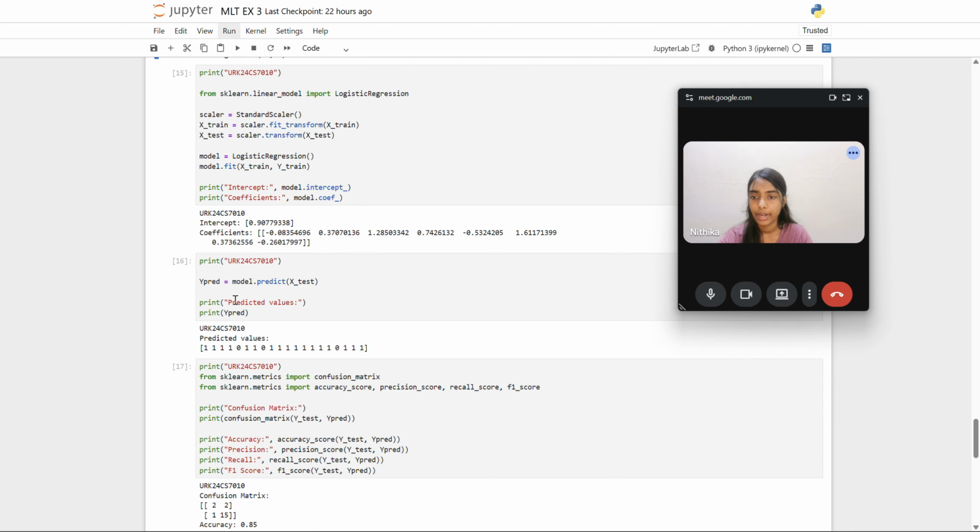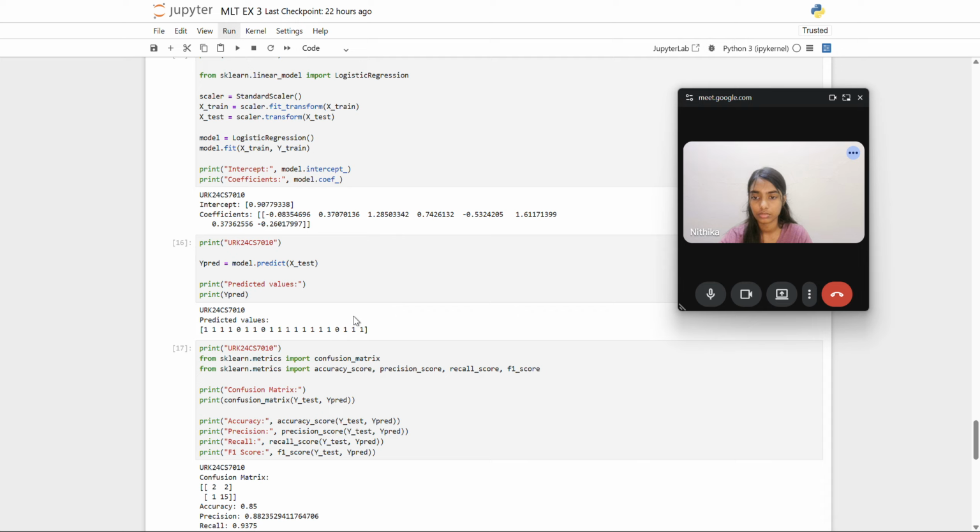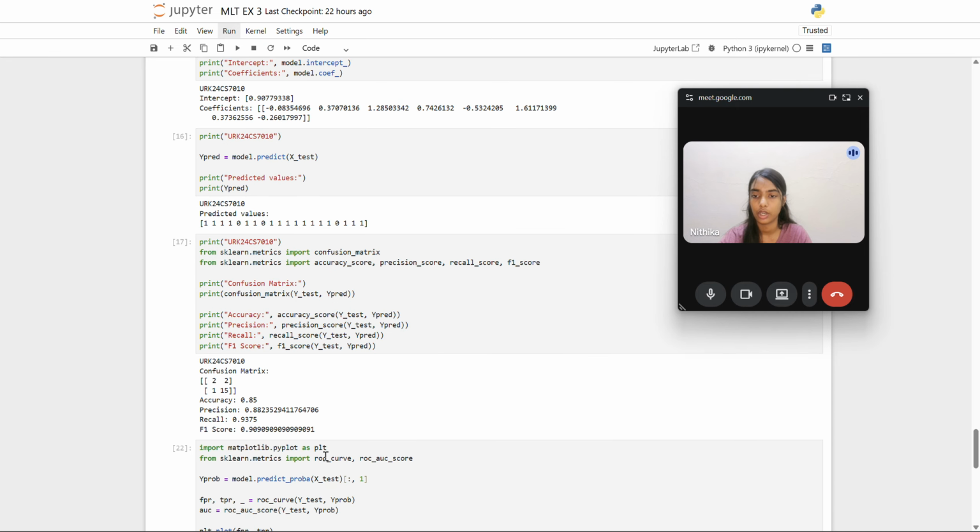And here, predict uses the trained logistic regression model to predict the class of each sample. So 0 means benign and 1 means malignant. So predicted values are benign and malignant accordingly.